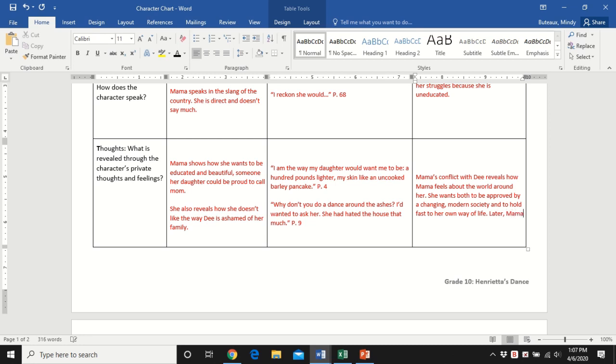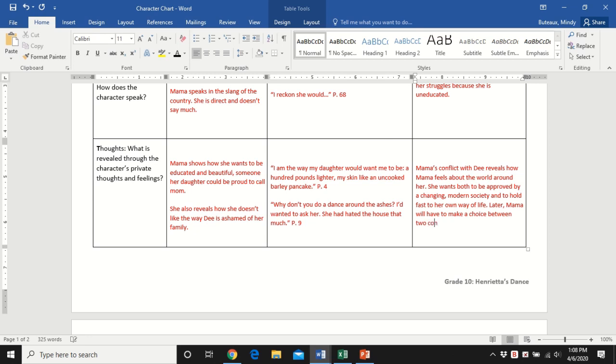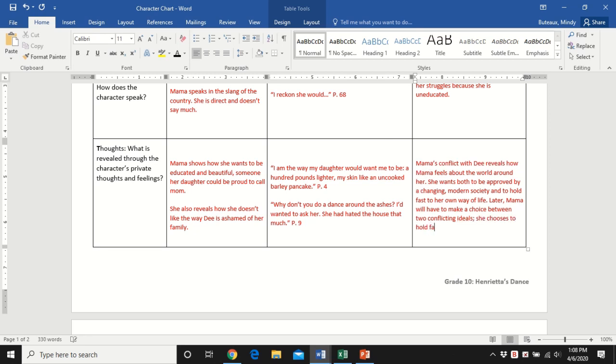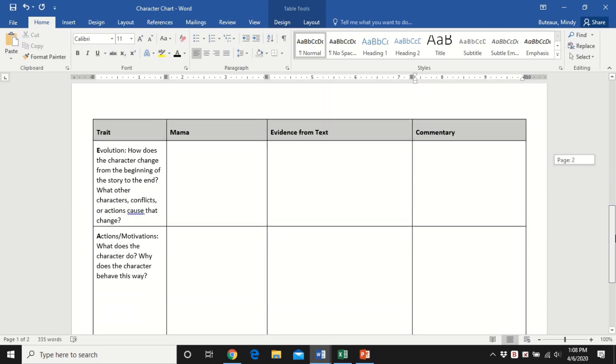Later, Mama will have to make a choice. And she made that choice right at the end with the quilts. Between two conflicting ideals. So Mama had to make a choice between the way that society was going and the way she chose to live her life. She chooses to hold fast to her own story. So now we're two boxes completely filled.